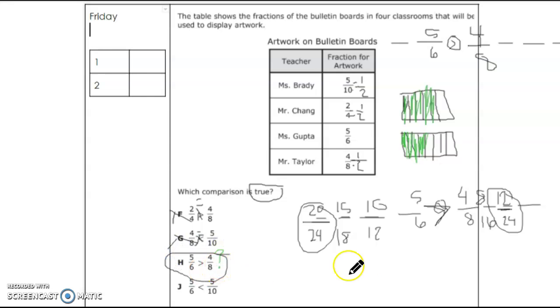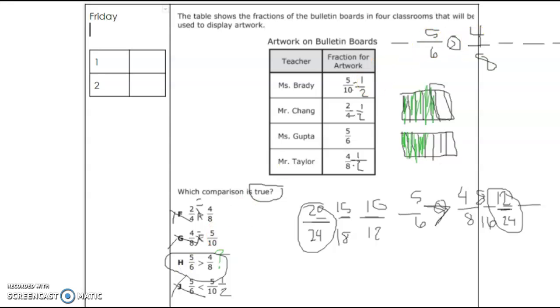So now let's look at J. You know what? Now that I'm thinking about it, we don't really have to write all the multiples out because I can use my benchmark fraction of 1/2. I know that 5/10 is the same as 1/2. 5/6 is really close to being 1 whole. We're just 1/6 away from being 1 whole. And 3/6 would be 1/2. So 5/6 cannot be less than 5/10. So my answer is H.